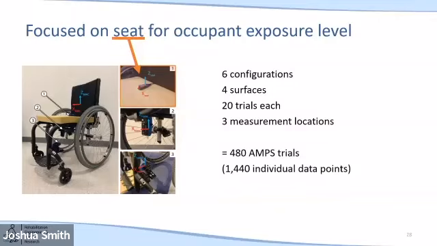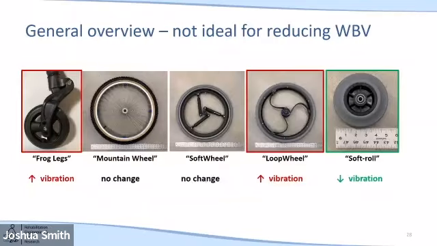And again, for the purpose of this presentation, I'm just going to focus on the seat, so what the occupant actually feels when they're traveling over these surfaces with these different components. And here's the general overview. Not all of them are very ideal at reducing this whole body vibration. They may have some benefits elsewhere, such as reducing shock and impact from reaching the user, but for whole body vibration, these are the outcomes. Right? Frog legs, these suspension forks, actually increase the vibration exposure at the seat. The mountain wheel and soft roll caster didn't really have any differences at the seat. The loop wheel increased vibration, the soft wheel decreased vibration.